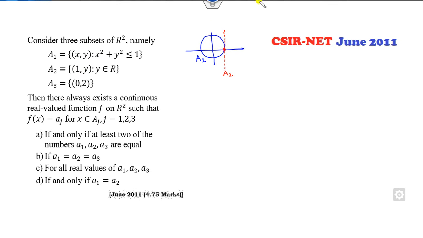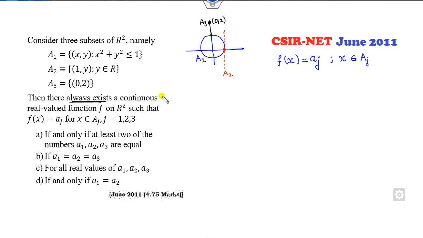Fine. A3 is my point (0, 2). So (0, 1) is my other point, so (0, 2) lies here. This is my A3. Fine. Then there always exists a continuous function f such that f of x is aj, while x belongs to my Aj, where j varies from 1 to 3.